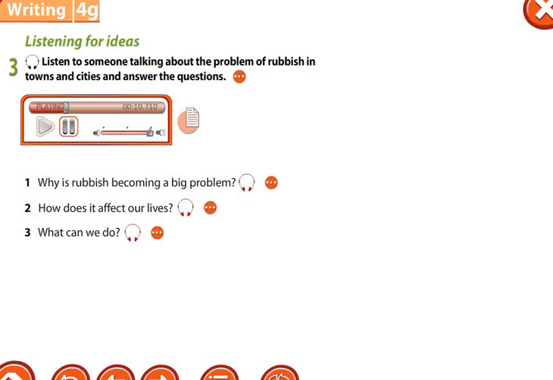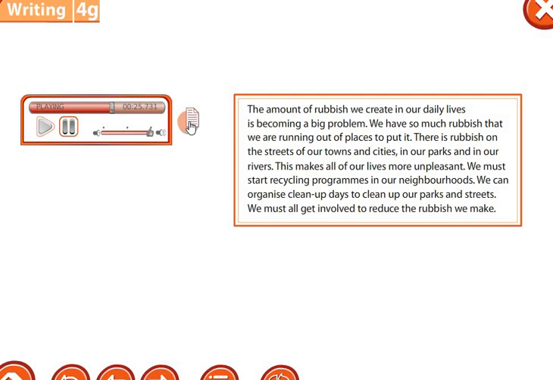The amount of rubbish we create in our daily lives is becoming a big problem. We have so much rubbish that we are running out of places to put it. There is rubbish on the streets of our towns and cities, in our parks and in our rivers. This makes all of our lives more unpleasant. We must start recycling programs in our neighborhoods. We can organize clean-up days to clean up our parks and streets. We must all get involved to reduce the rubbish we make.